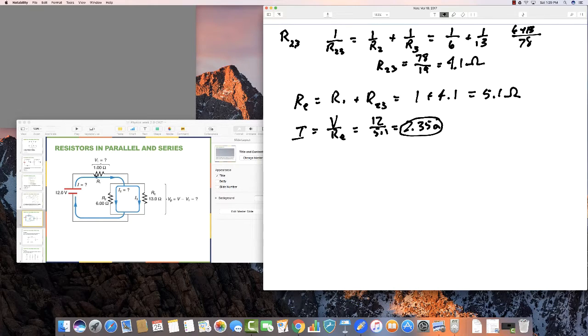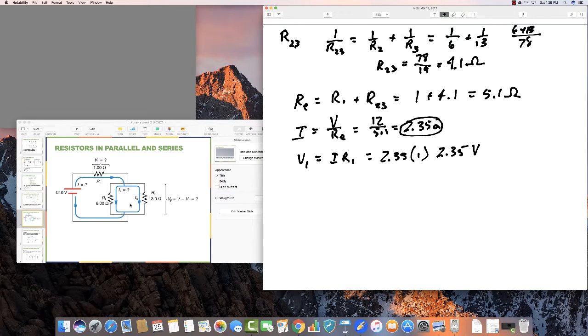Now we know that means that there are 2.35 amps going across R1 and that there are 2.35 amps going across this parallel combination. So we can find V1. V1 is going to equal I times R1, which is going to equal 2.35 times 1, or 2.35 volts. So that's the volt drop across this resistance.